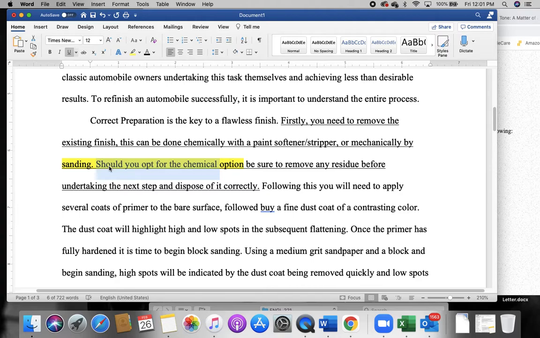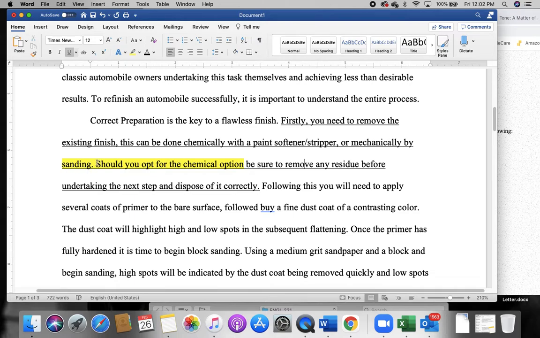So how do you connect those two ideas? Backward forward writing is when first, you refer back to something that you talked about in the previous sentence, and then you move forward and connect that idea to the main idea in the next sentence. That's backward forward writing. The backward writing here is that they mention the chemical option. Even though the main idea in the previous sentence is about removing the existing finish, they're re-referencing the chemical option, because they talk about how this can be done chemically or mechanically.